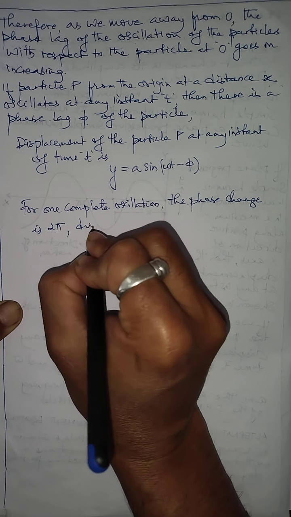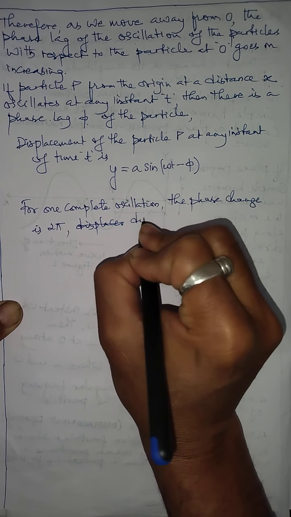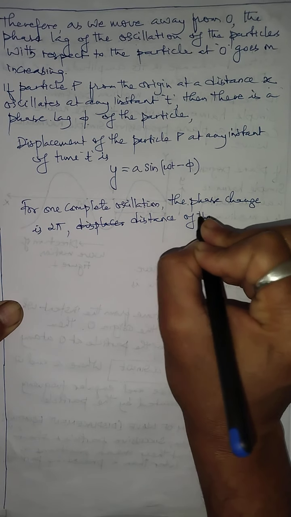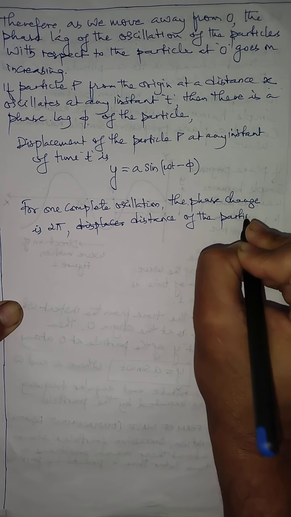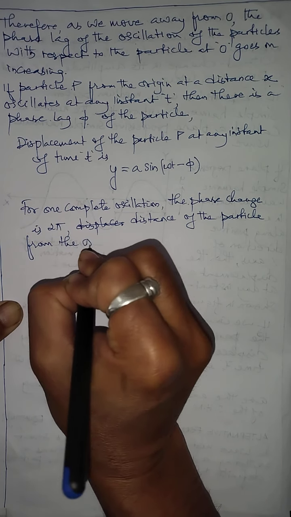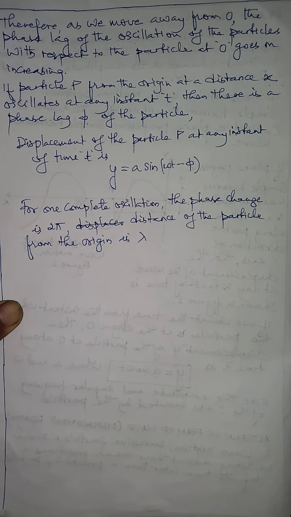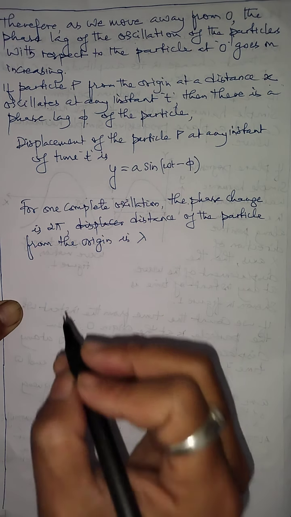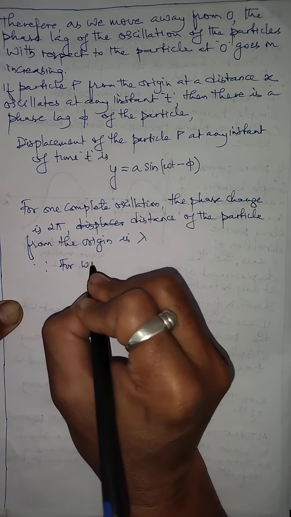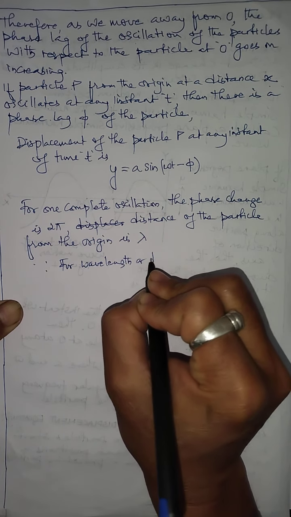The distance of the particle from the origin, not displacement, sorry, the distance of the particle from the origin, and that distance is equal to what? Lambda. That distance equals lambda, which is also called the wavelength.